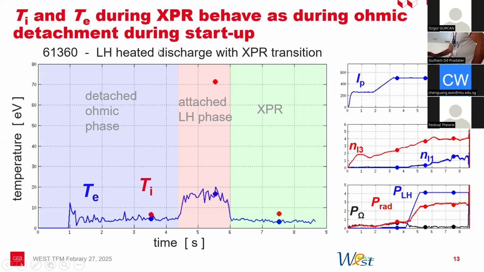So this is a shot where we deliberately triggered an XPR, an X-point radiator. Again, the plasma begins detached. You can see this detached ohmic phase where again, the temperature is only a few electron volts, both for ions and for electrons. Then we go into an attached lower hybrid phase. So the power goes up nice and cleanly this time to 4 megawatts. And we actually, in this case, get an ion temperature of 70 electron volts. The electron temperature, again, is stuck around 15 electron volts, as usual.